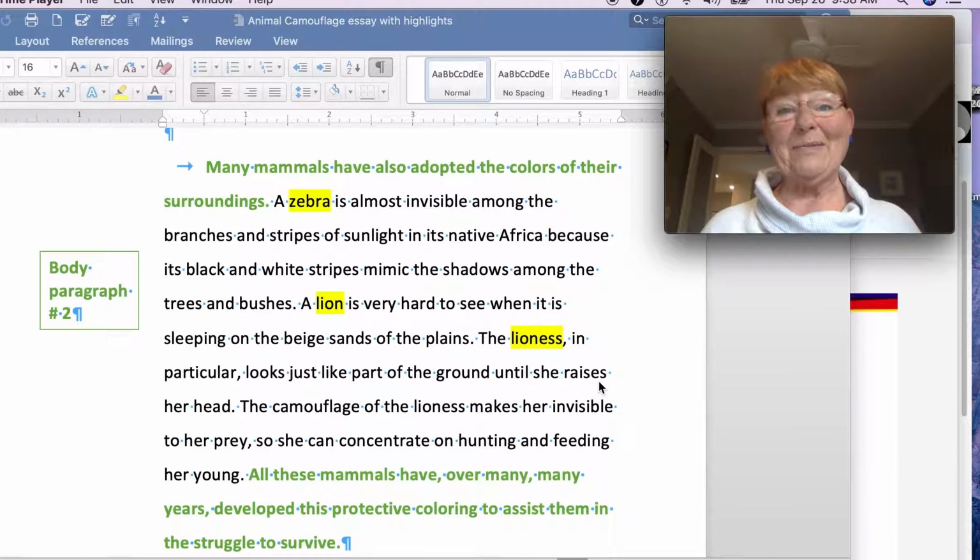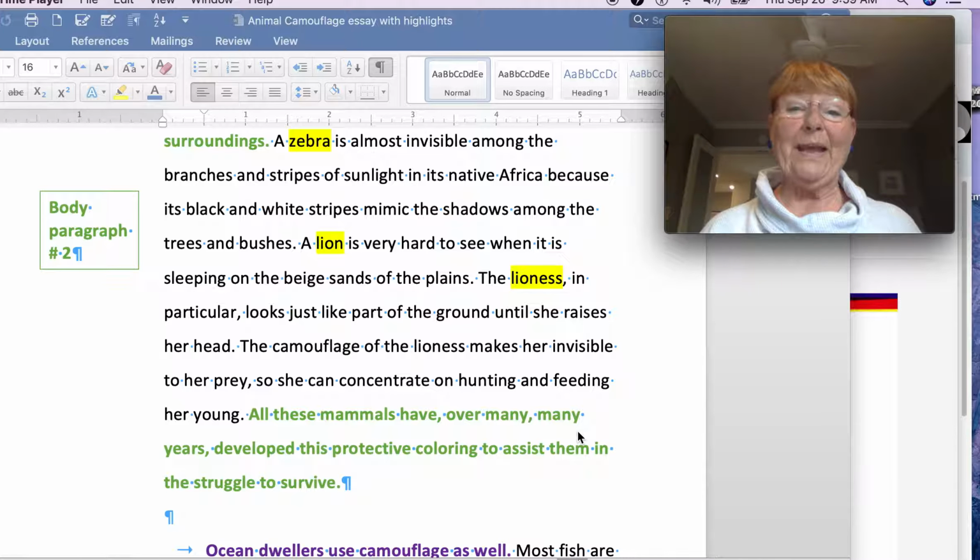And they give 2, or you might say 3 examples here. The first one is this zebra, which is a striped animal, and they say that it can practically hide in the bush in Africa, and you can't see it among the shadows and the branches. Then they talk about a lion, and then they talk about his wife, the lioness. Looks just like part of the grounds. They're talking more about blending in with their environment. So it says the camouflage of the lioness makes her invisible to her prey.